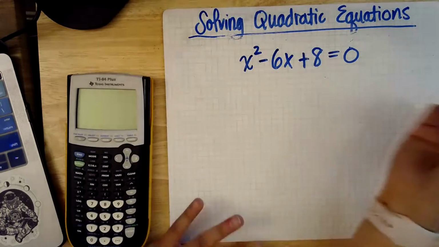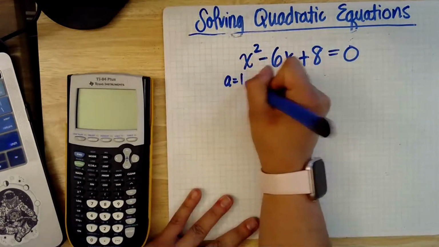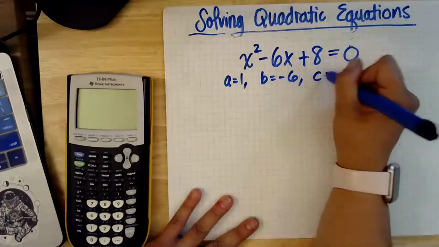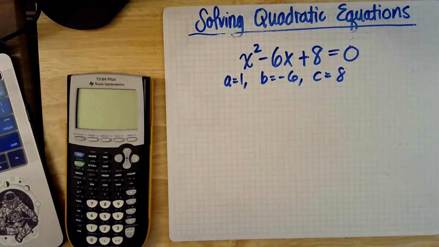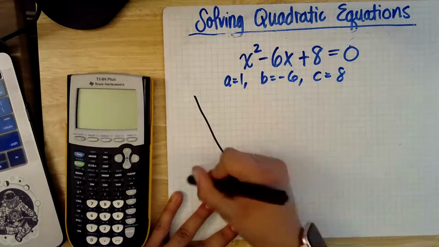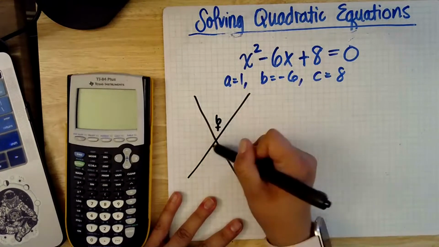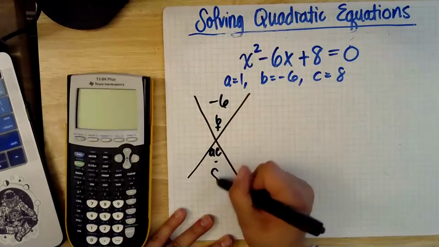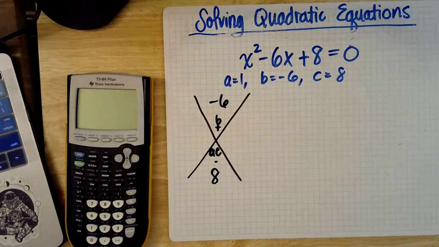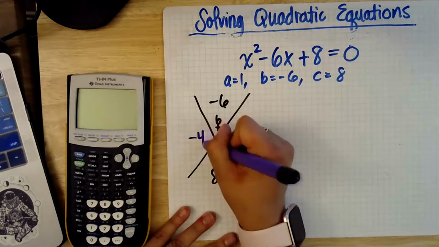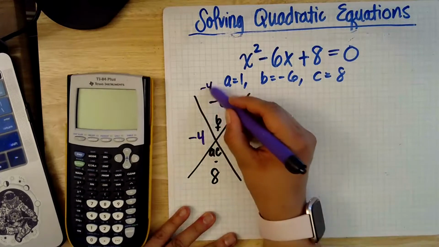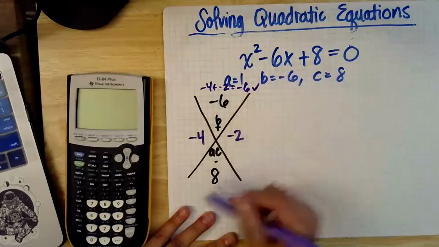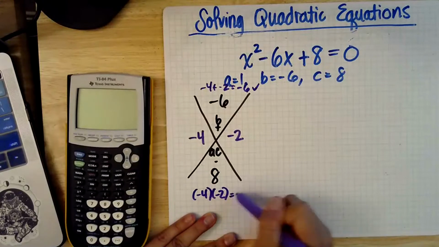So here I go. If I have to factor, what's my A? A equals 1, B equals negative 6, C equals 8. Okay, let's play the game. B plus AC dot. I got a negative 6, that's my B, and 1 times A gives me 8. So I need two numbers that when I add them together gives me negative 6, but when I multiply them gives me positive 8. So negative 4 and negative 2, let's see. Negative 4 plus negative 2 gives me negative 6, check. Negative 4 times negative 2 gives me positive 8, check.